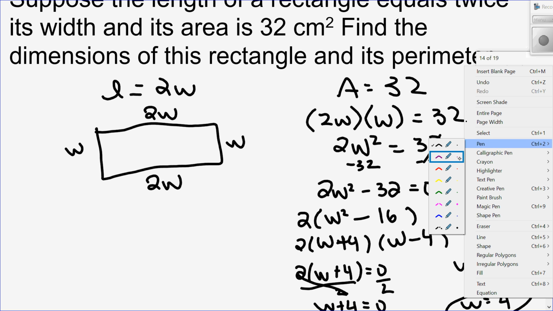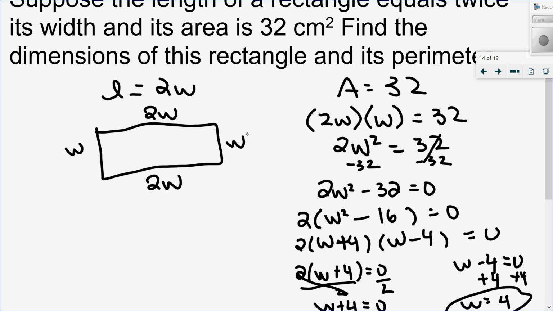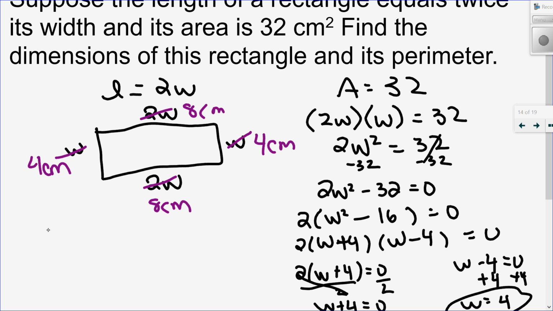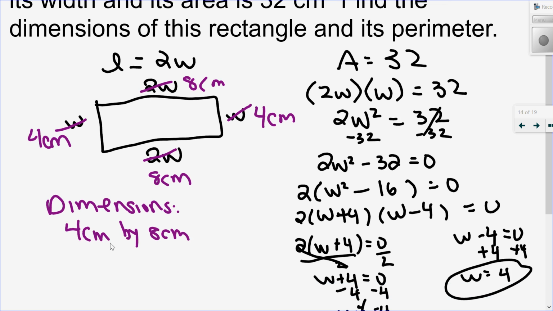So let's go into our diagram here. So I know that this width is 4 centimeters and 4 centimeters. And then the length is 2 times the width, which would be 8 centimeters and 8 centimeters. So it says find the dimensions of this rectangle and its perimeter. So the dimensions are 4 centimeters by 8 centimeters. And you can see 4 times 8 is 32, that works.